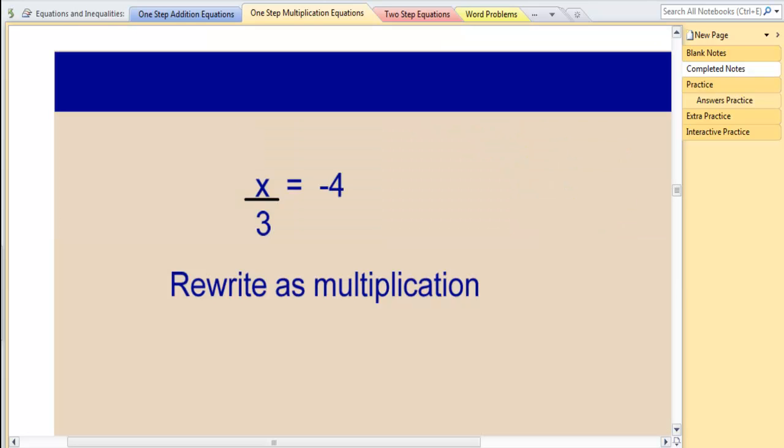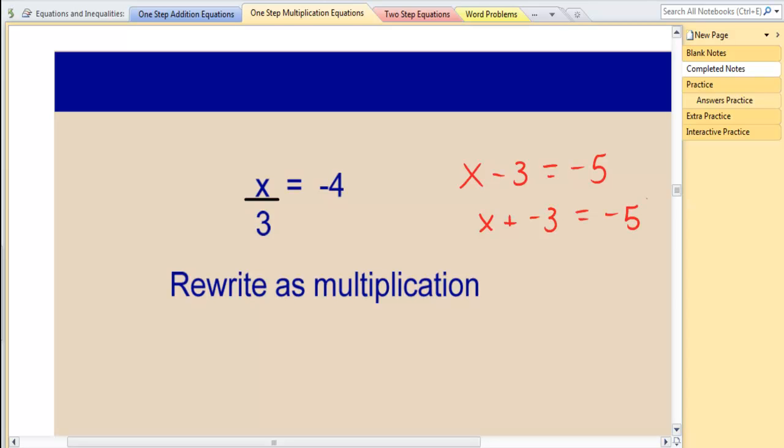So here's an example of a division equation. It's division because the variable is being divided by a number instead of multiplied by a number. However, we're going to change all division to multiplication, just like we change all subtraction to addition. So remember, if we had an equation like x minus 3 equaled -5, we would change this to x plus -3 equals -5. Well, the same idea applies here.